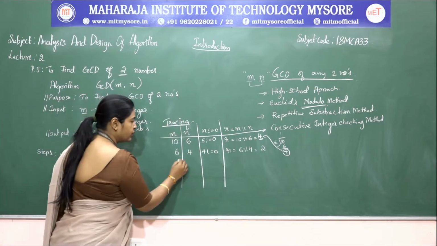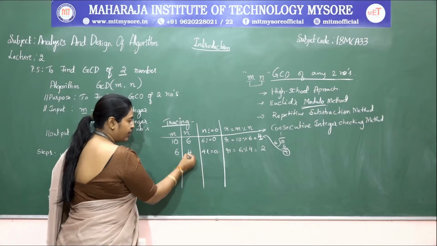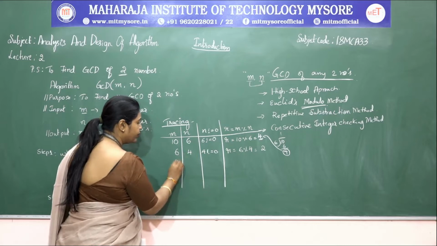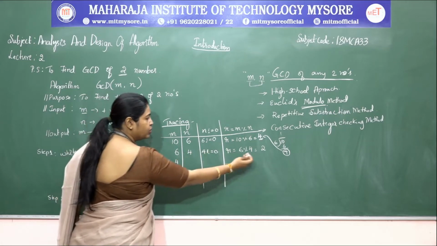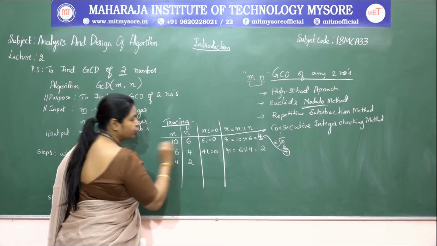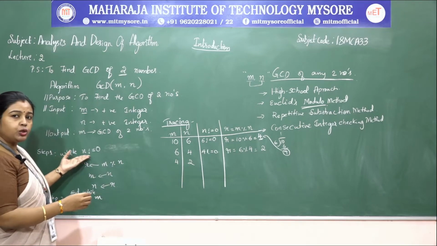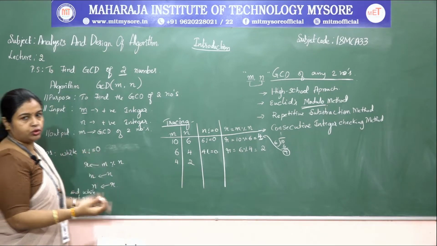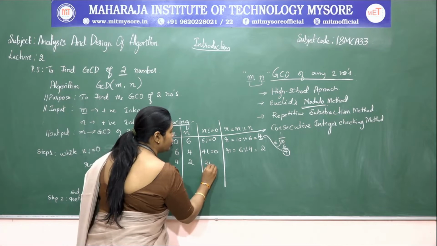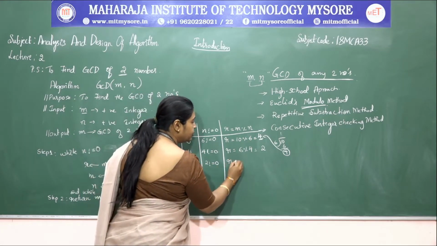Once you calculate the remainder value, assign the n value to m, so m will become 4, and the r value should be assigned to n. Now n will become 2. So again we are going to check the same condition. 2 is not equal to 0. True. If it is true, we need to calculate the remainder.